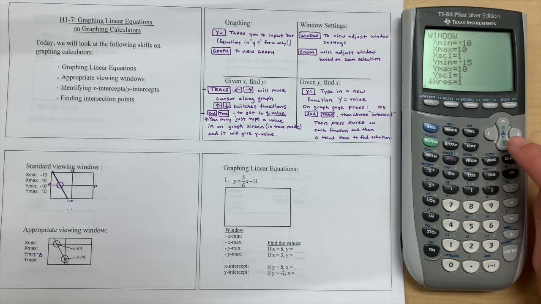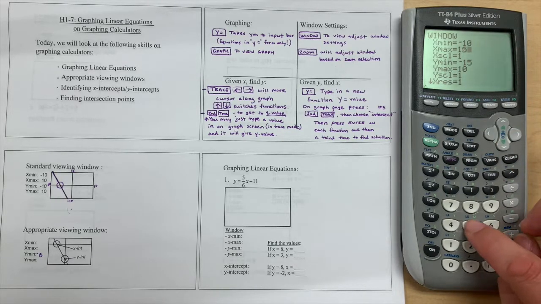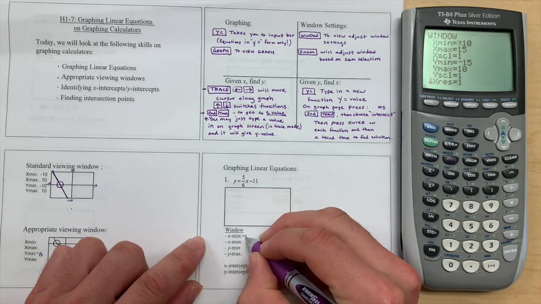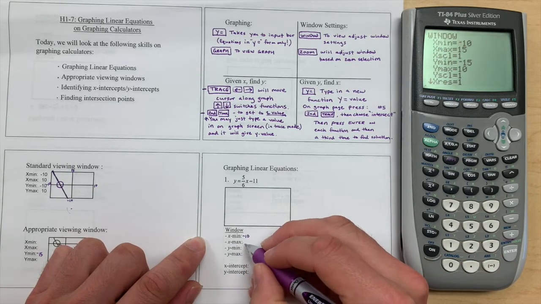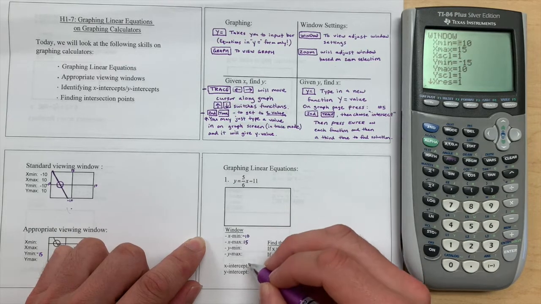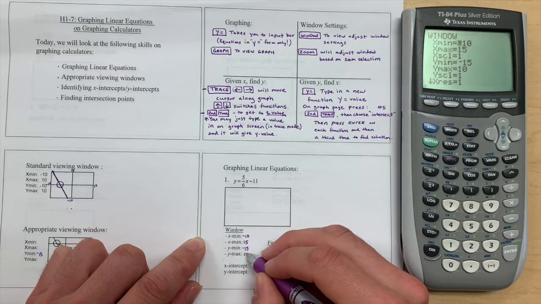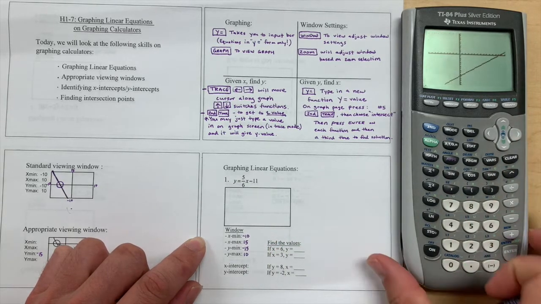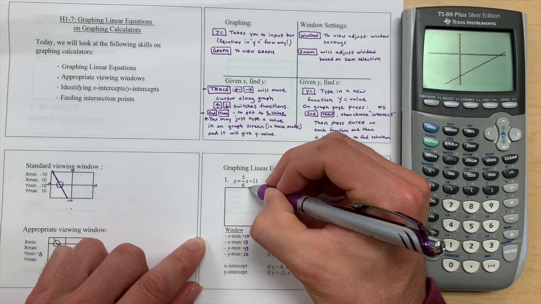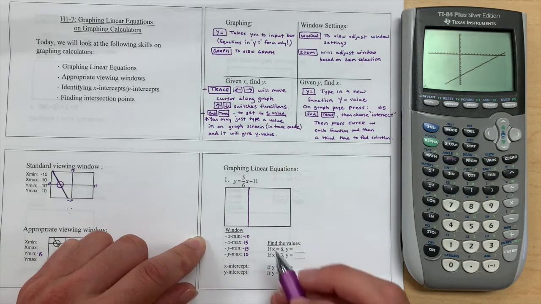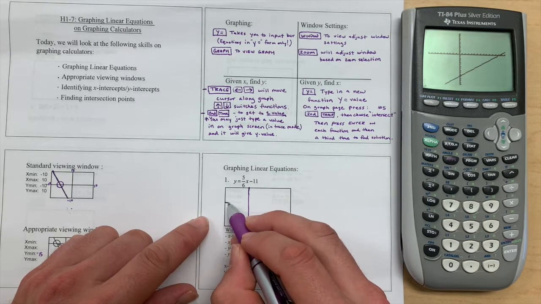So we'll press window, and we need to change our x max, and let's try 15. Then when I press graph, you'll see it shows up. So our window now goes from -10 on the x min to 15 on the x max. It goes from -15 on the y min to +10 on the y max. And we can take it and just sketch that graph on here. So our y-axis is a little offset to the left, and our x-axis is a little offset towards the top.